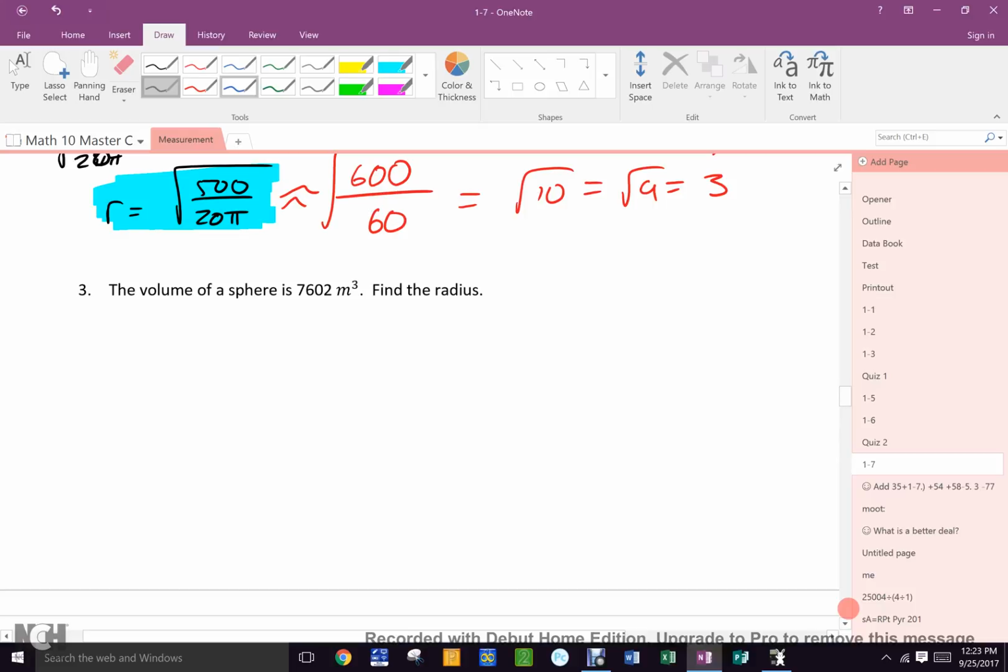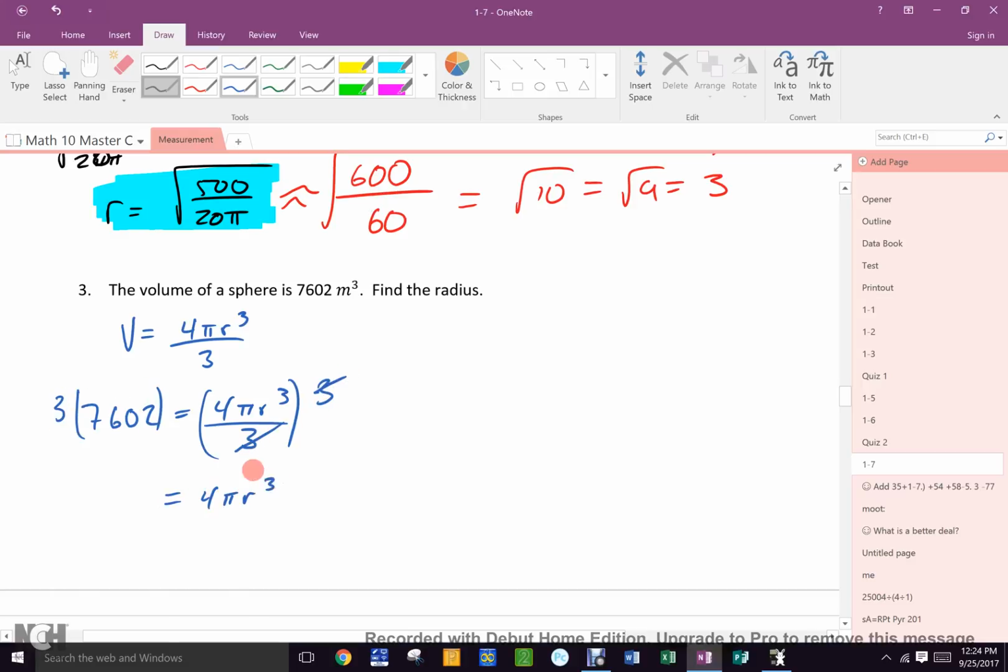What should we start with? Formula. Volume equals 4 pi r cubed divided by 3. What do I know? I know the volume is 7,602. What's the first thing I should get rid of? The 3. How do I get rid of divided by 3? Multiply both sides by 3. Cancel, cancel. And I'm left with 4 pi r cubed equals 22,806.